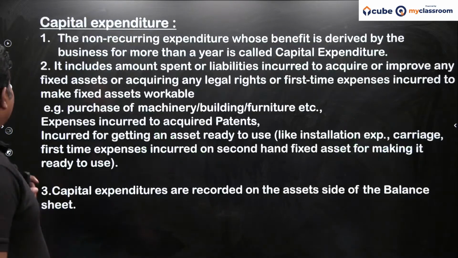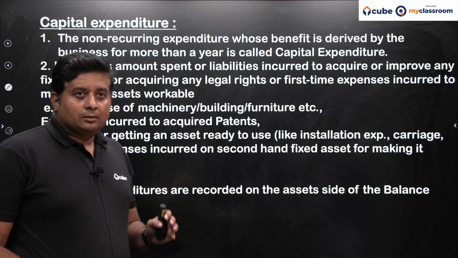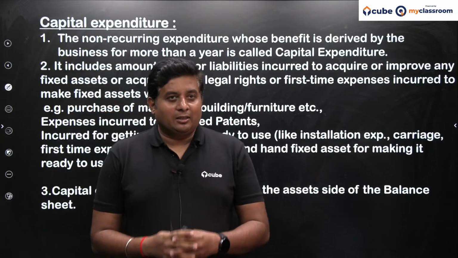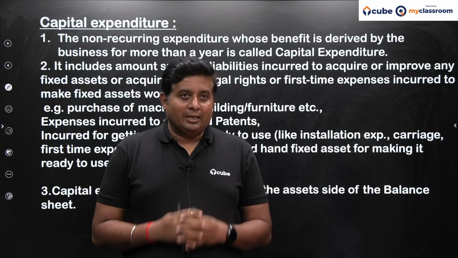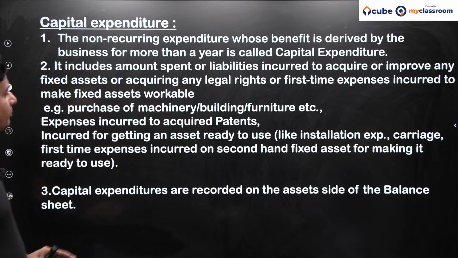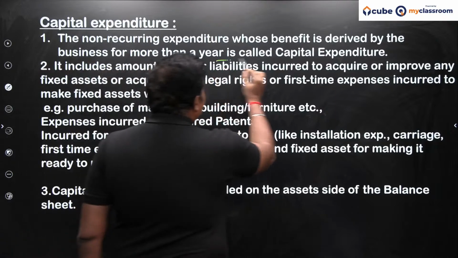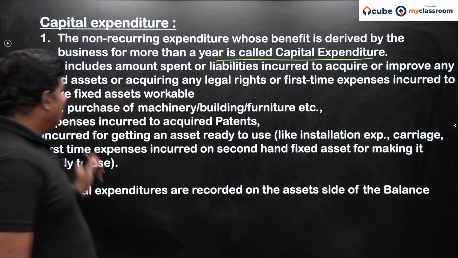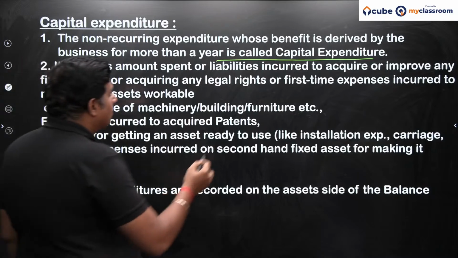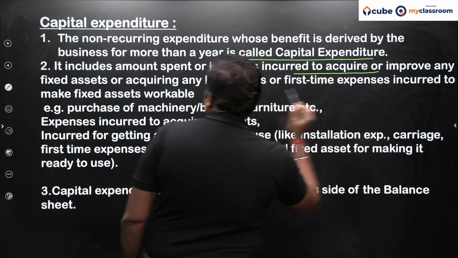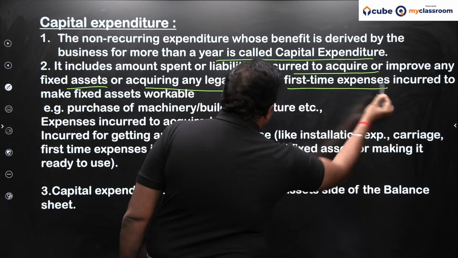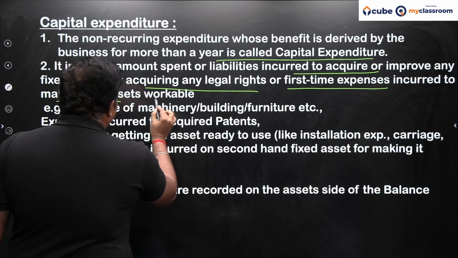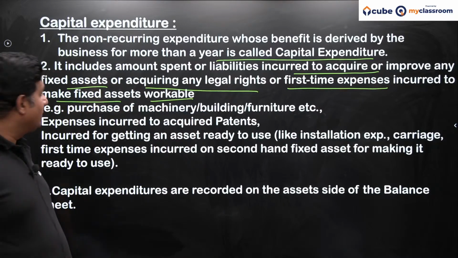Alright. Now, before starting this chapter, we like to understand the capital expenditure and revenue expenditure, capital receipt and revenue receipt. Now, what is a capital expenditure? The non-recurring expenditure whose benefit is derived by the business for more than a year is called a capital expenditure. It includes amount spent or liabilities incurred to acquire or improve any fixed assets or acquiring any legal rights or first time expenses incurred to make fixed assets workable is called capital expenditure.